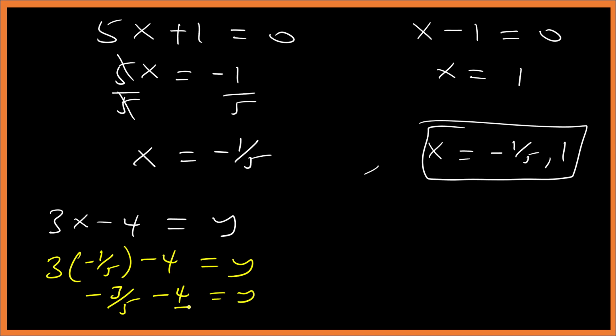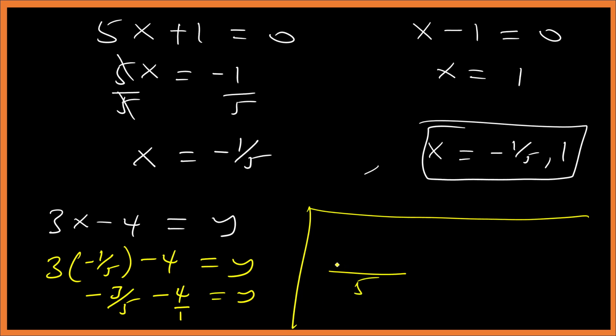So we can make this side over 1, and let's go ahead and find the LCM. This side will be 5. We have minus 3, and we have 1 into 5 as 5, and 4 into 5 as 20. Equals y. So we have minus 23 on 5 equals y. So when x is minus 1 on 5, y is minus 23 on 5.